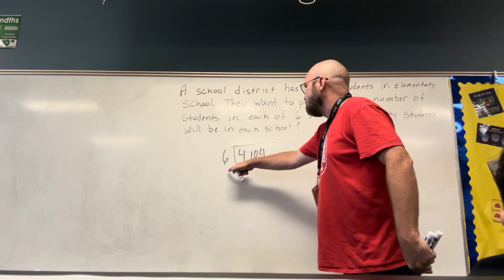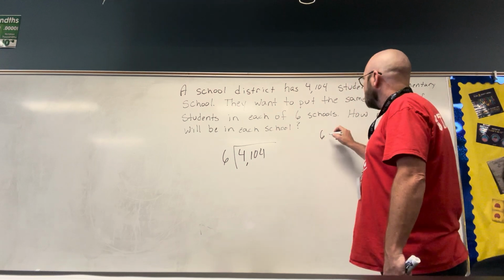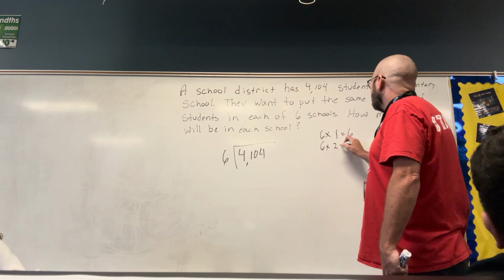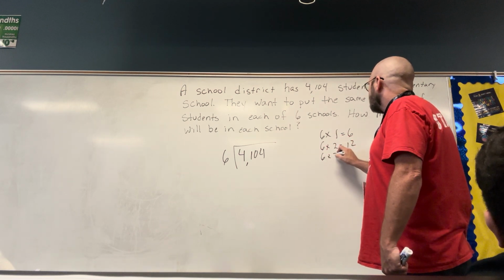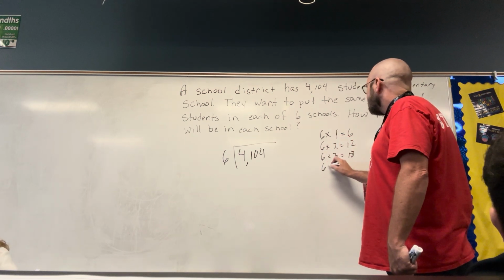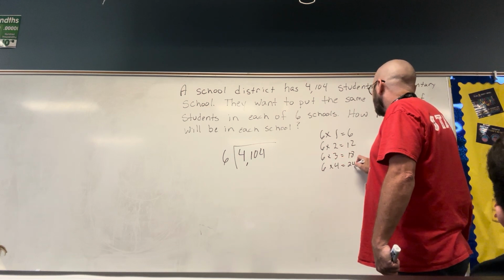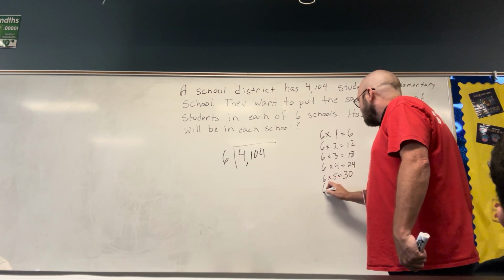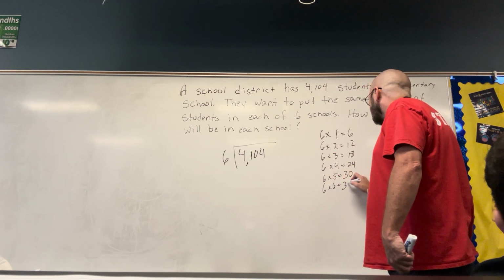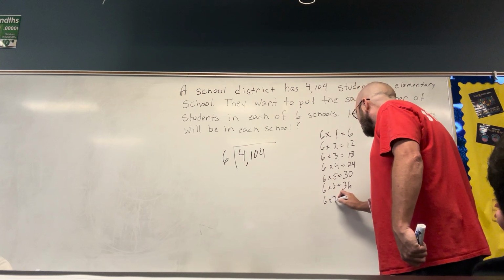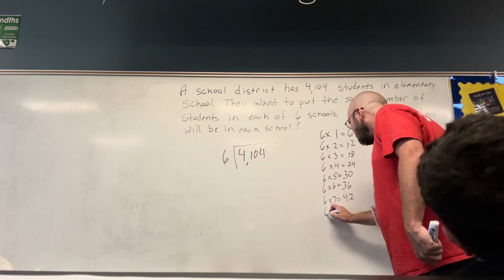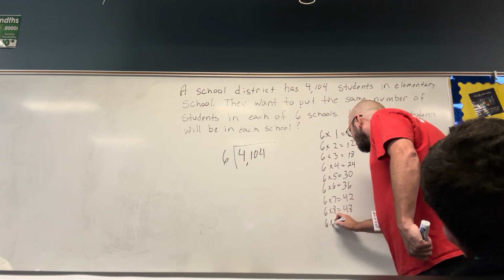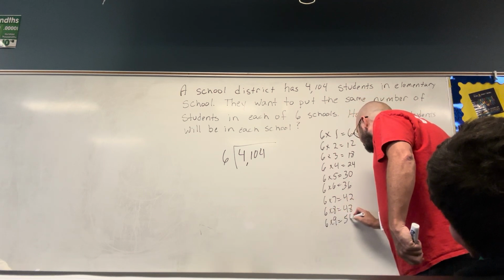I can take my divisor and I'm going to make a list. 6 times 1 is 6. 6 times 2 is 12. 6 times 3 is 18. 6 times 4 is 24. 6 times 5 is 30. 6 times 6 is 36. 6 times 7 is 42. 6 times 8 is 48. And 6 times 9 is 54.